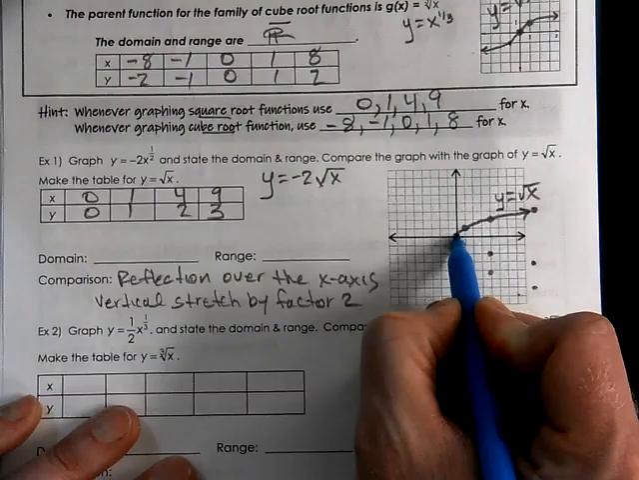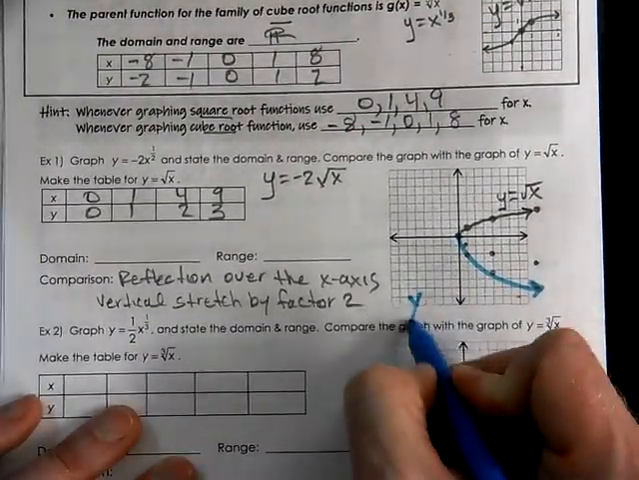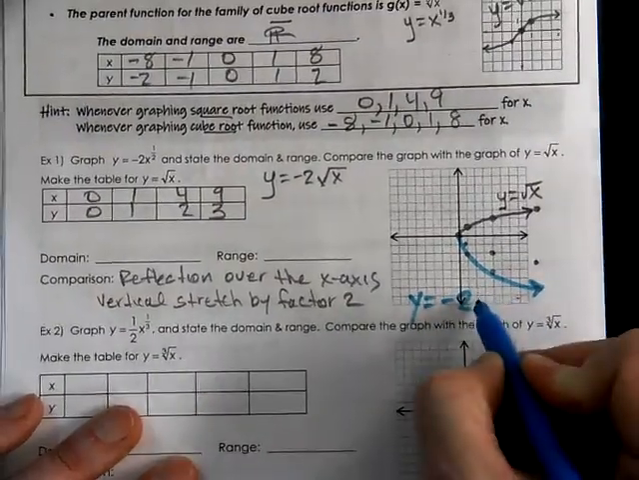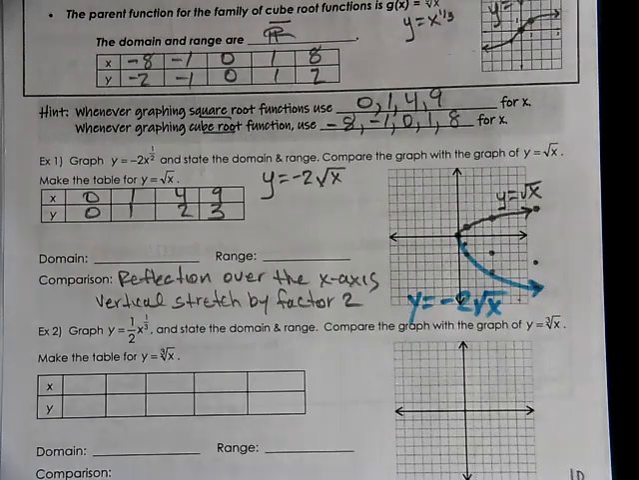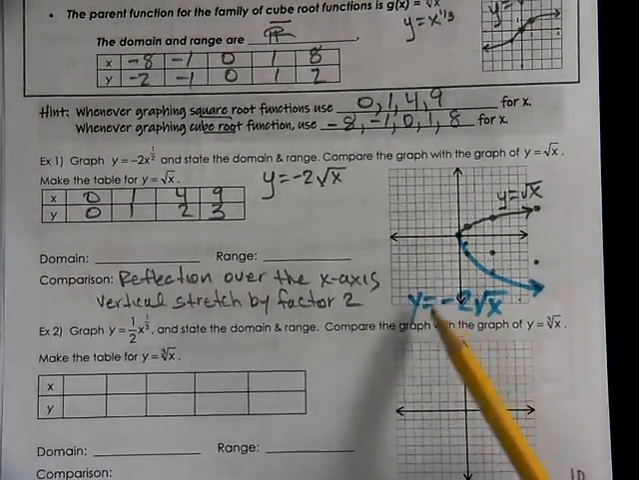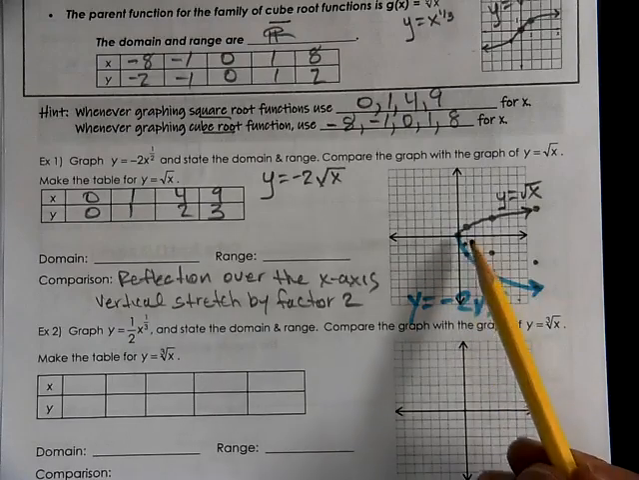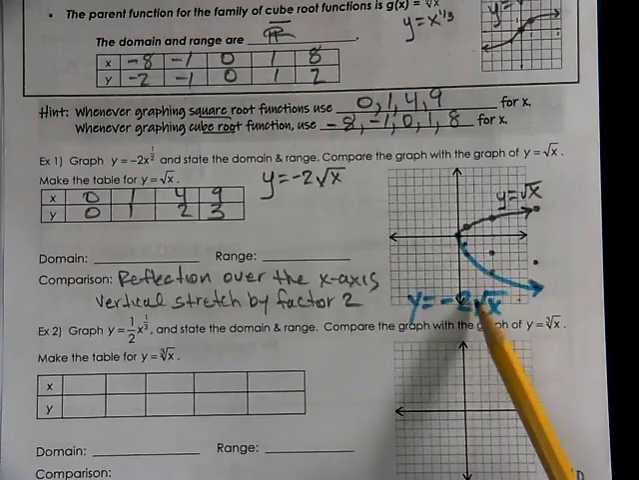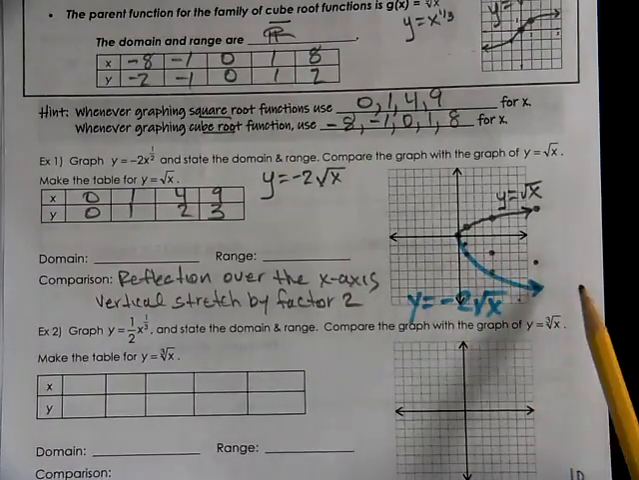So to graph our final one, we can do it with a different color. And that's y equals negative 2 times the square root of x. The negative tells us that it reflects downwards. The 2 tells us that it had a stretch. And the square root graph tells us that we're curving in just one direction.